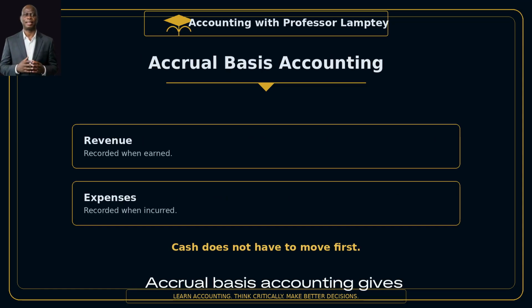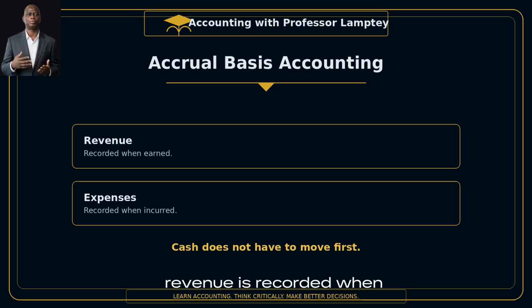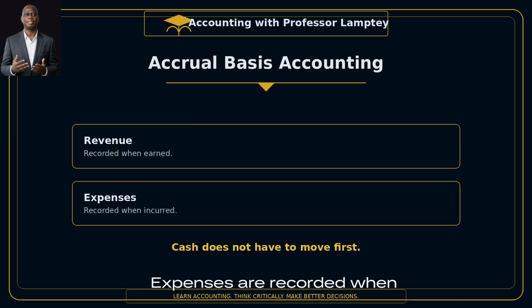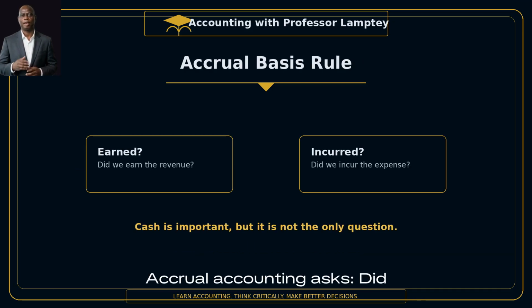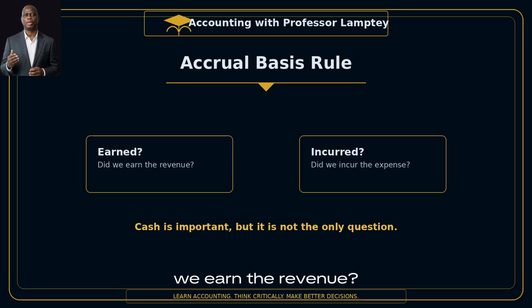Accrual basis accounting gives a more complete picture. Under the accrual basis, revenue is recorded when earned. Expenses are recorded when incurred, not necessarily when cash is received, not necessarily when cash is paid. This is the big difference. Accrual accounting asks, did we earn the revenue? Did we incur the expense? Cash is important, but cash is not the only thing we look at.